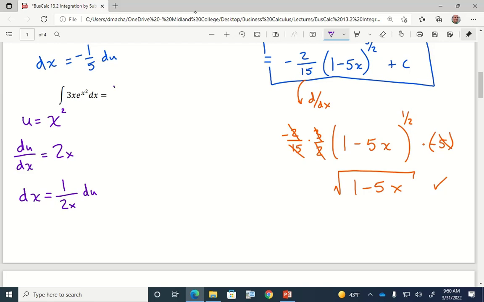Now I should go back to my original integral, and I will substitute x squared for u, so that's going to look like 3x times e to the power u, and I'll also substitute dx with 1 over 2x du. So we're making progress. I can simplify this a little bit. So what's going on inside that integral is 3x times e to the u times 1 over 2x du. How can I simplify that?